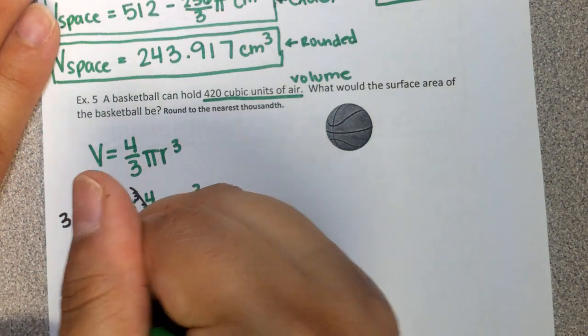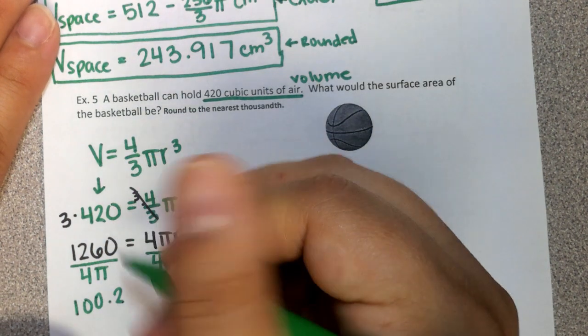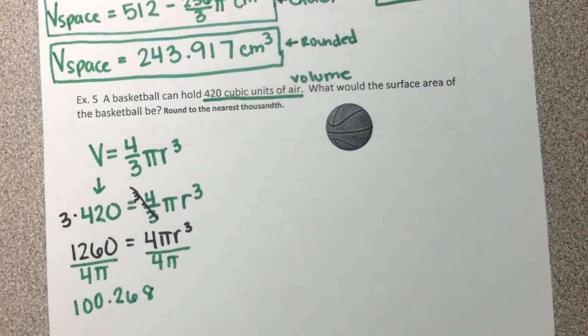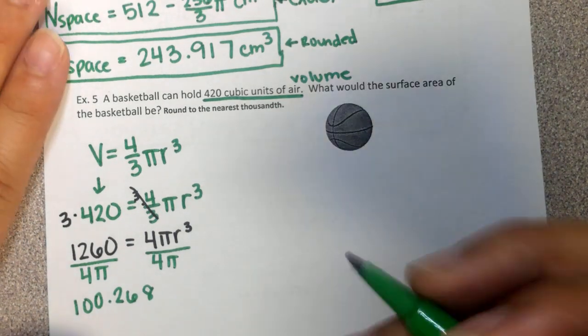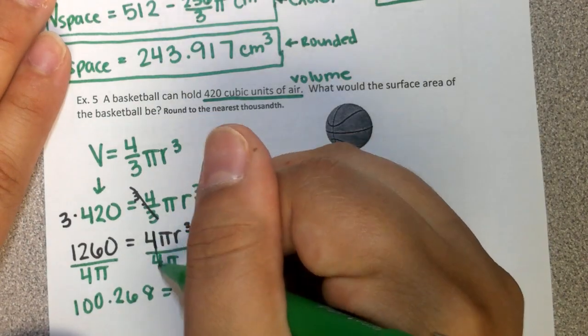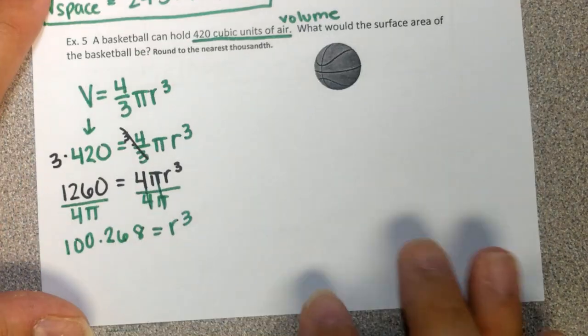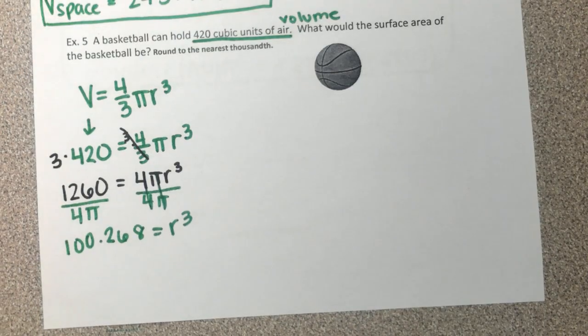Did y'all end up with 100.268? Yeah? Okay. Please store that as a letter. I'm going to make it A. But I just want you to, or no, make it R. Not yet. Never mind. Hold on. We're not there yet. What does this equal? R cubed. Don't store it yet. How do I get R by itself?